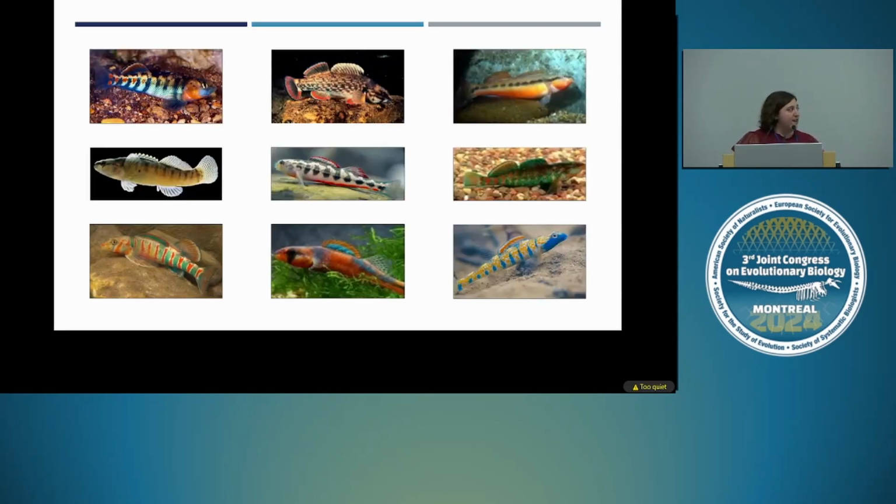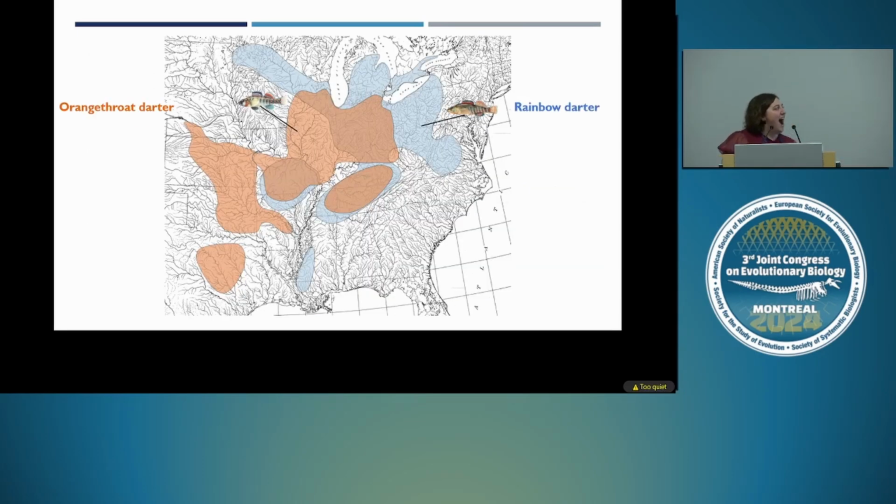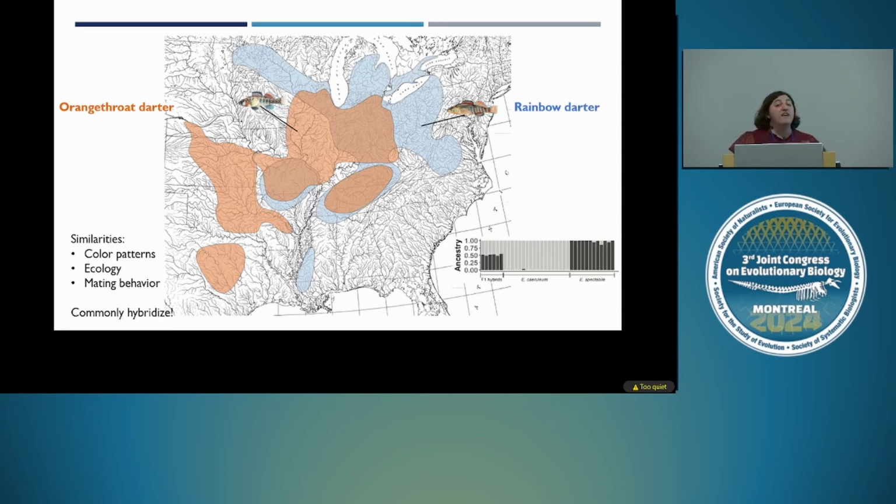So I'll be focusing on one group that's really fun to study these processes in: the North American darters. They're an incredibly diverse set of stream fishes that are arguably very cute. I would say the cutest fish. I'll be focusing on two of these darters, the orange throat darter and the rainbow darter. Throughout the talk, the rainbow darter will be highlighted in blue, and the orange throat darter will be highlighted in orange. These two fish share color patterns, ecology, mating behavior, and they commonly hybridize.